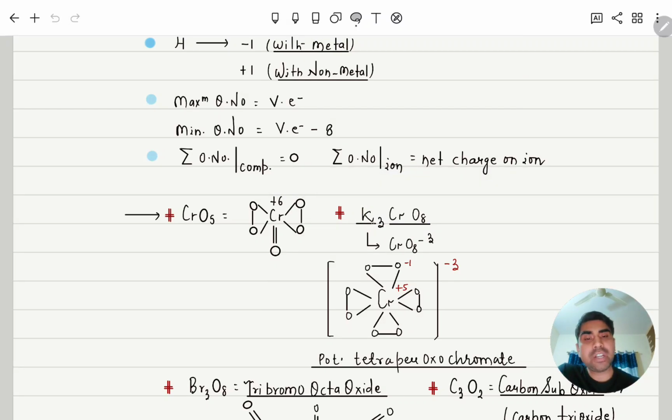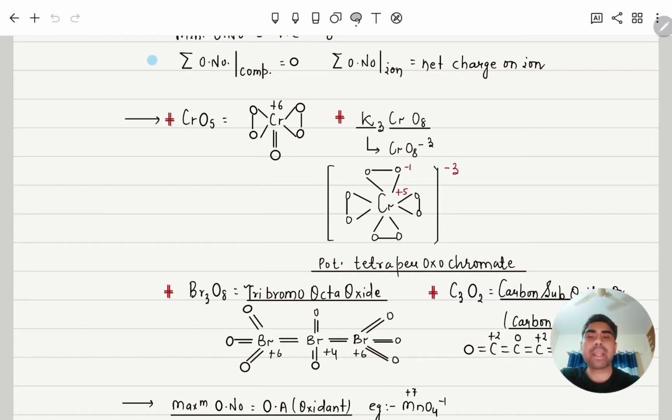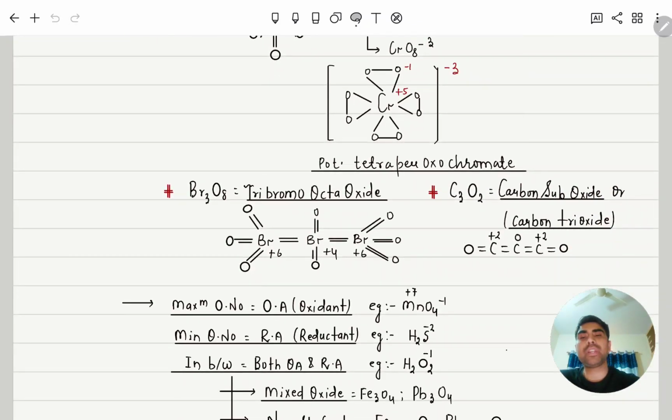Here you can see K3CrO8. So in the crisscross method, chromium CrO8 is -3. Again here you can see how many sets of peroxide linkage are there? 4 sets. So overall this is the structure, potassium tetraperoxochromate. Similarly here Br3O8, in that you can see bromine, bromine, bromine and bromine. So this side 3 oxide, this side 3 oxide and this side 2 oxide.